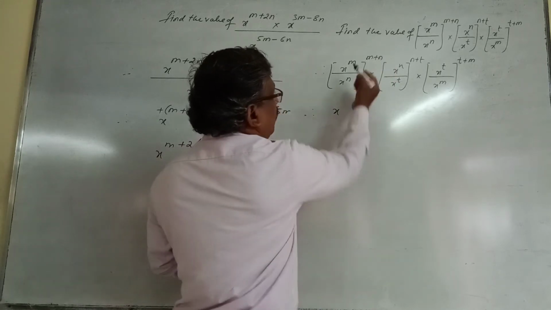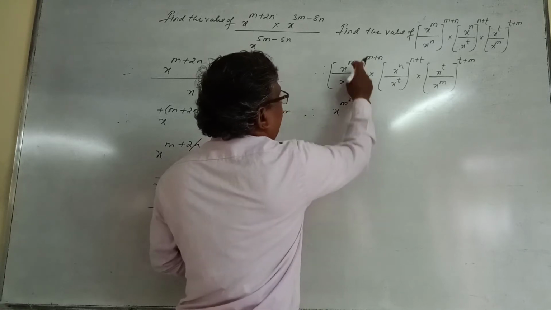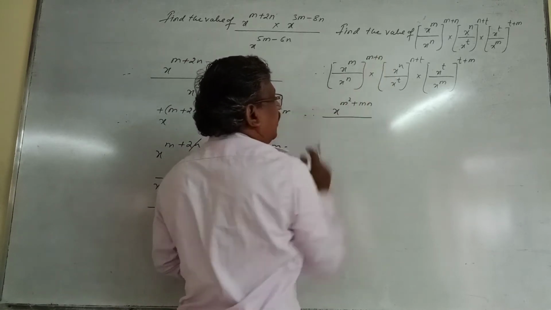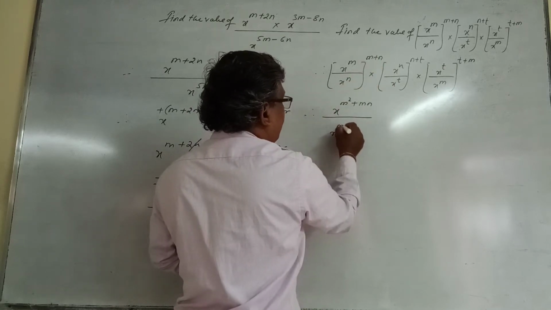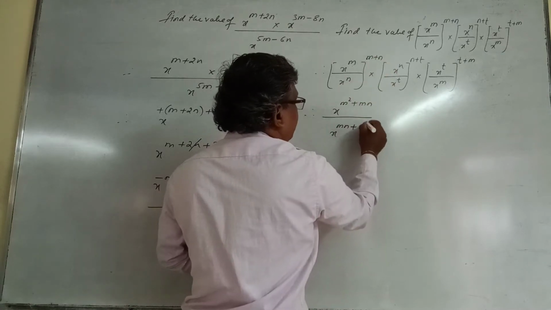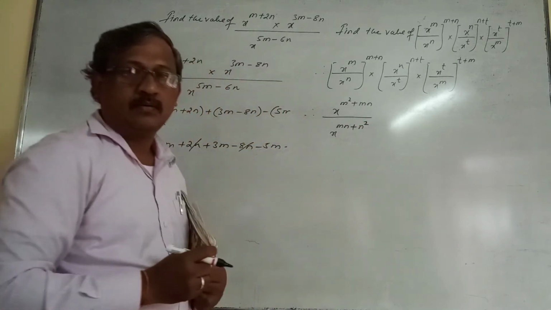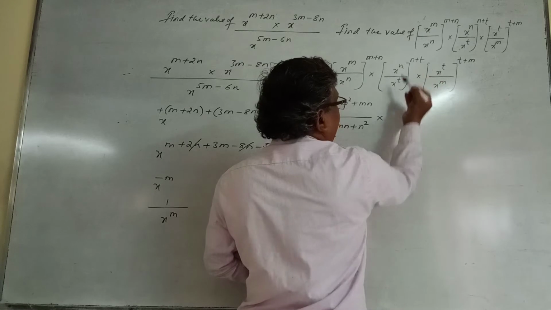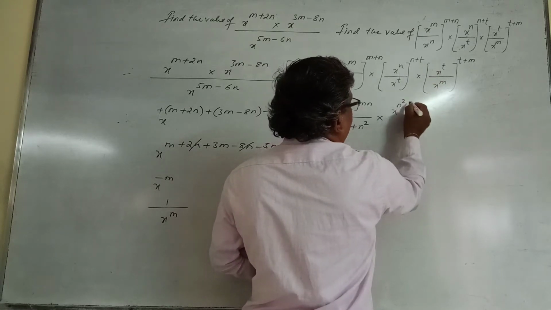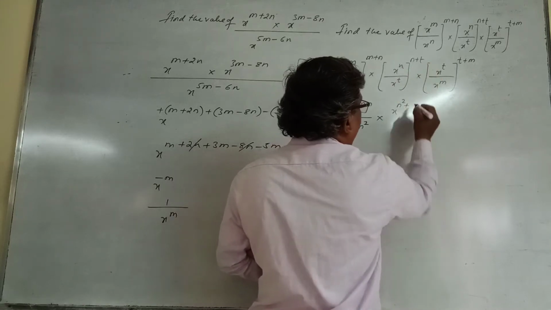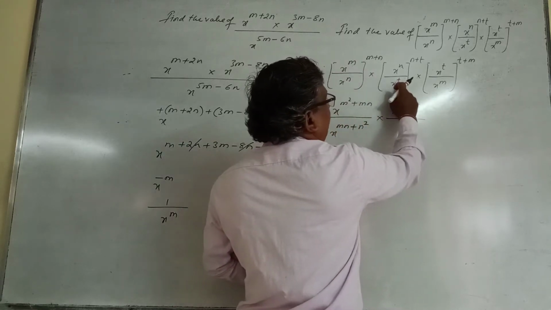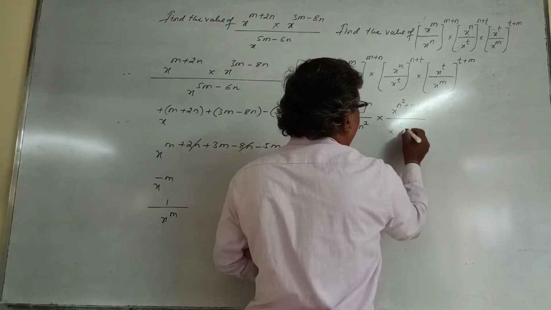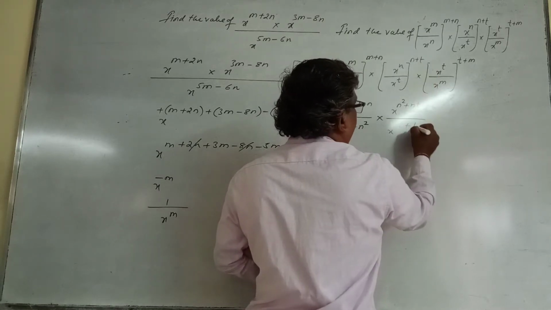It is written as x raised to m into m, you will get m square, plus m into n, you will get mn. This is divided by, same here also, multiply n to m and n. So it is x raised to n into m, mn, plus n into n, you will get n square. Clear? Multiplication is there, same here also, multiply n plus t by n. So it is x raised to n into n, n square, plus n into t, nt, divided by, multiply t to both the values. So t into n is nt, plus t into t, you will get t square.